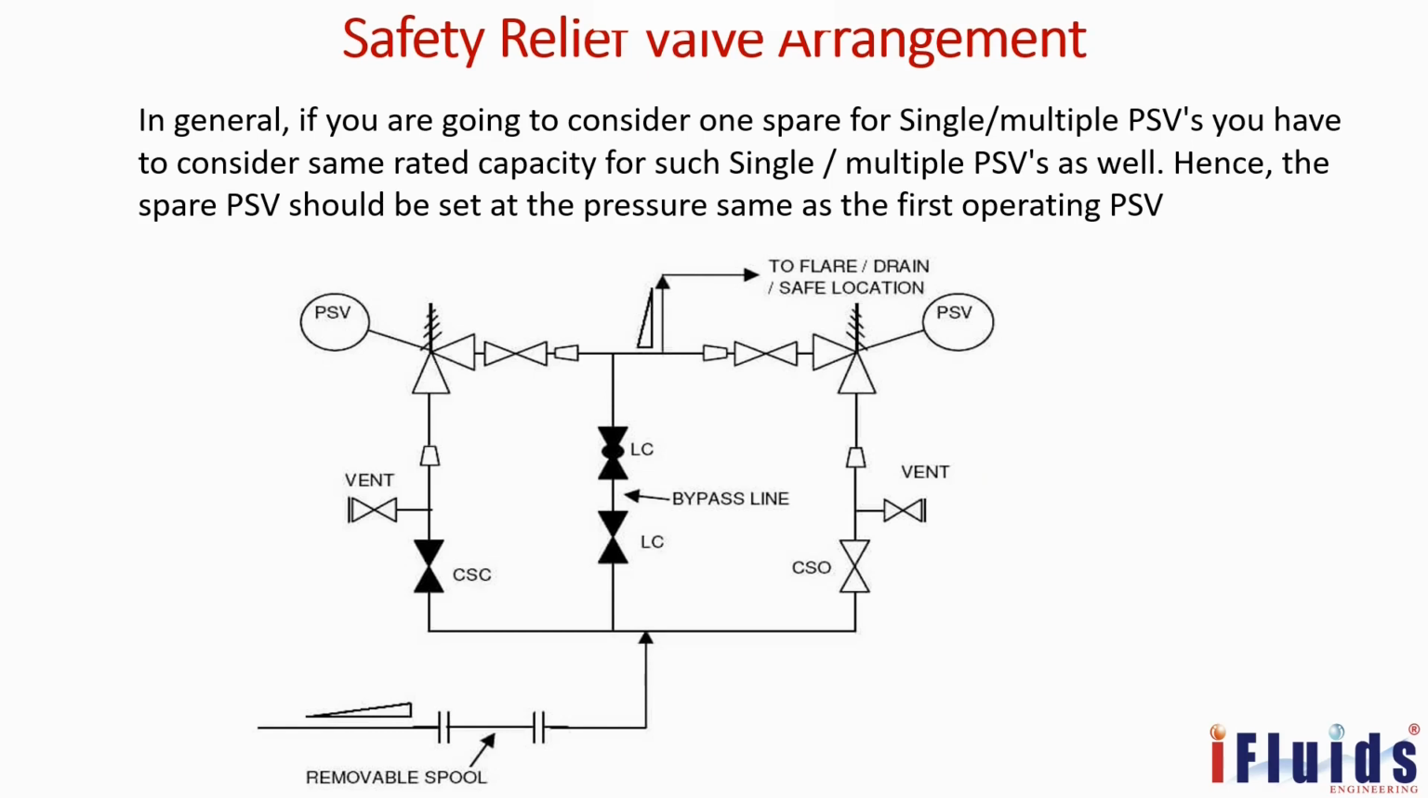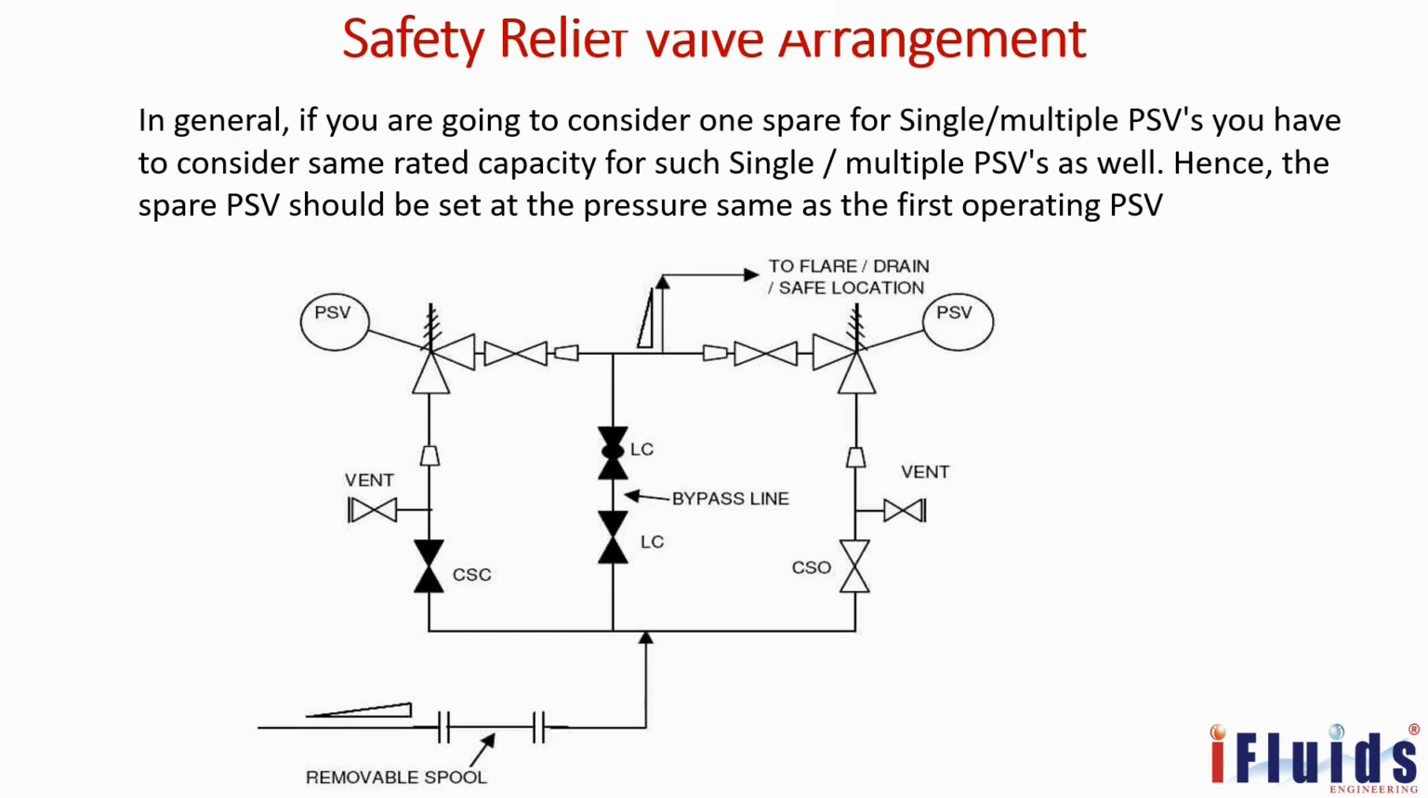When we are taking periodic maintenance of one PSV, the other PSV will be taken in the line. In this also, the right hand side is the CSO, it's always open. The left hand side is the CSC. You can see the mid line, that is the bypass line, always both are closed because it has high pressure. That's the way both the lines should be closed, both the valves, LC, locked closed. Otherwise, there will be a chance of leakage from that valve. If one valve is open, there is a chance of leakage.